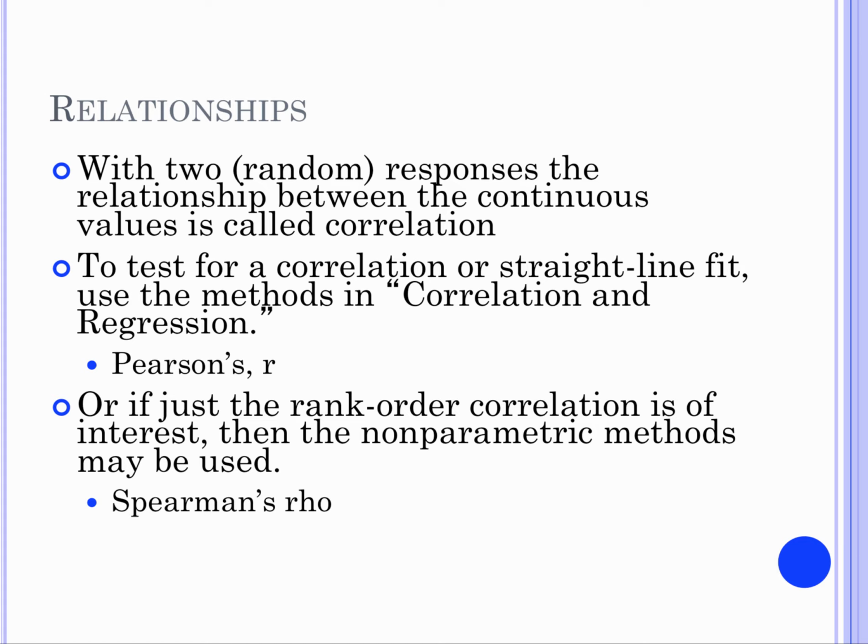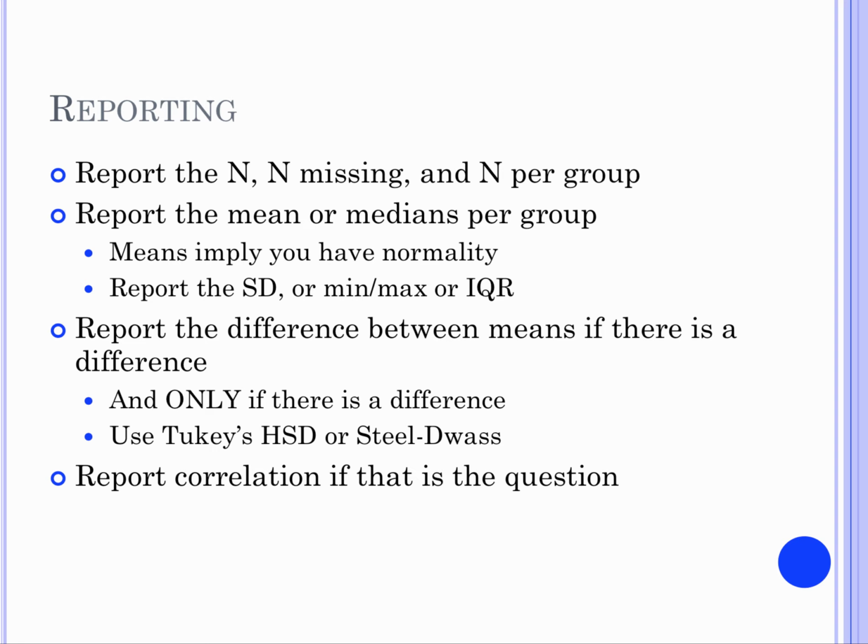If I have two continuous random variables, then I'll be looking at correlation. If normality is warranted, that's Pearson's R. If you'd like a rank order correlation, that is Spearman's rho. Recall that both of these assume a linear relationship between your two continuous variables, in the ranks or in the raw form of the variable.